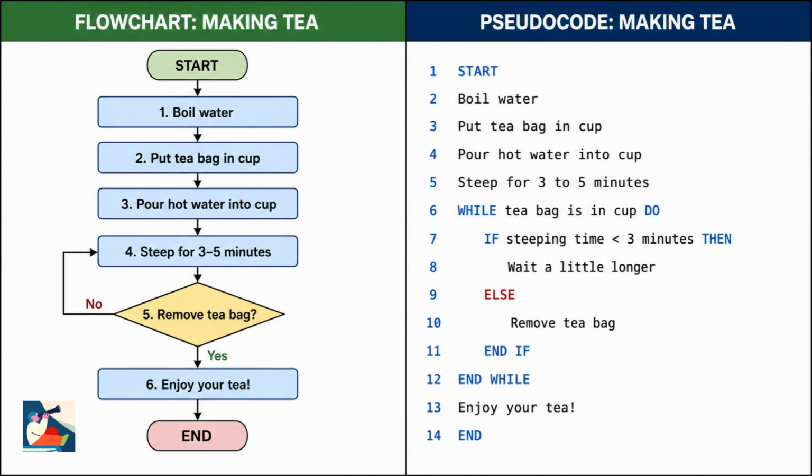So in simple terms, you can see that the boxes and arrows match the steps in code. Flowchart arrows become if/else in pseudocode. So flowcharts are pictures, pseudocode is words. They tell the same story.